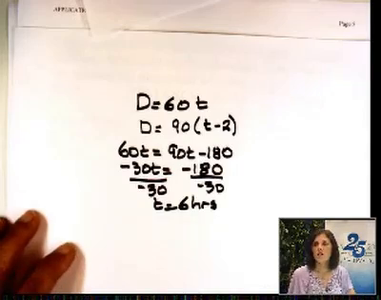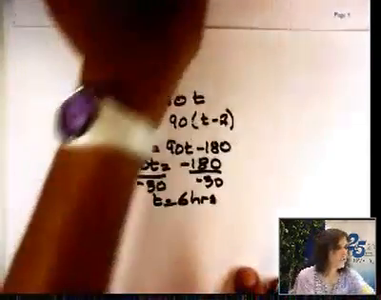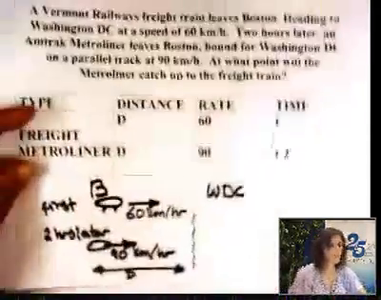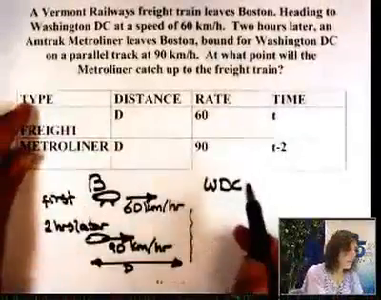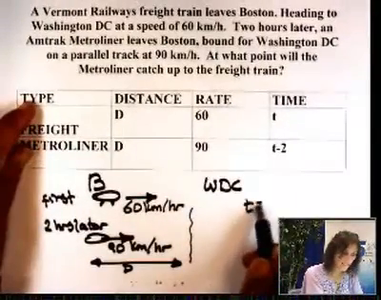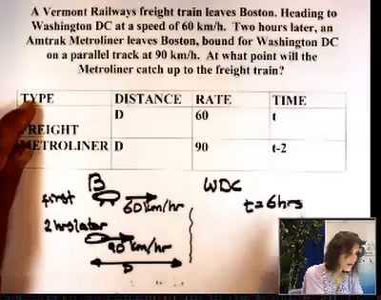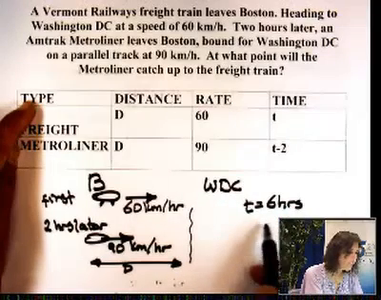All right. So what happened? This is what happened. Freight train traveled 6 hours. And Metroliner traveled 4 hours.